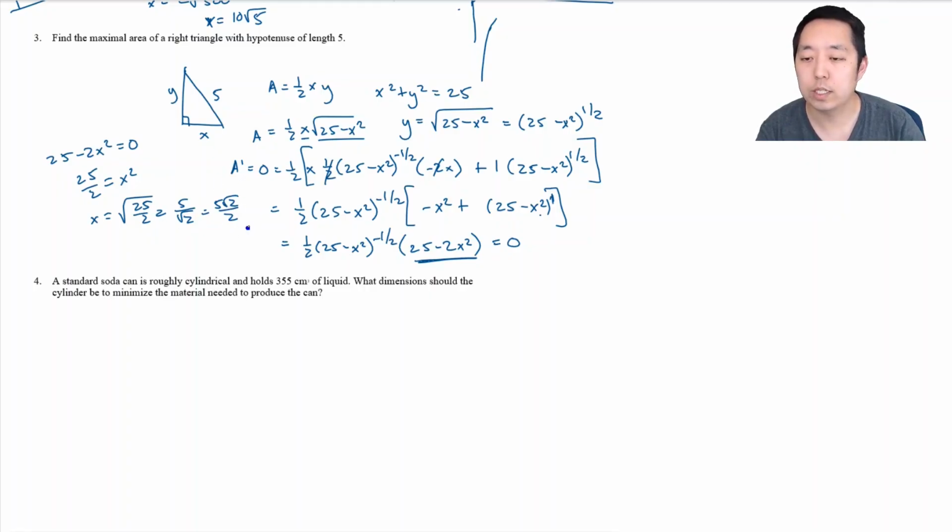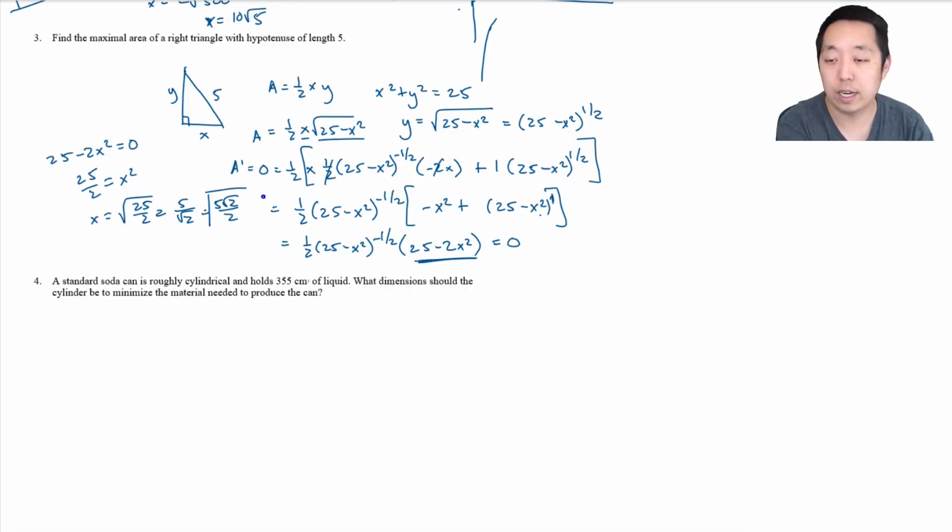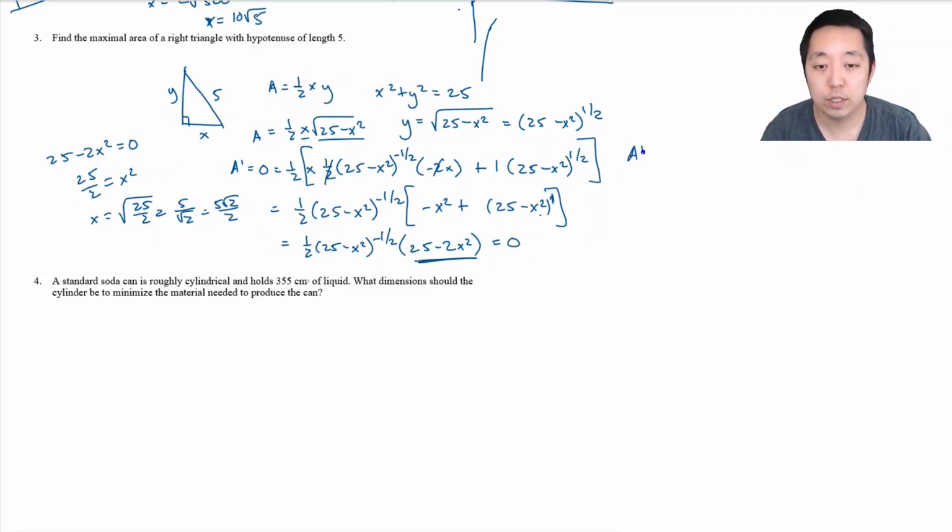Okay, so that's what I got for that. Now I have to determine whether or not this is a maximum or minimum. Physically speaking, this is going to be a maximum, because for the minimum area, if I made x really like 0, the area would be 0. So you could think intuitively that this is going to be the maximum area. But let's just confirm that it is by looking at the first derivative. And I'm going to do the first derivative because the second derivative is kind of annoying, so I don't really want to do that.